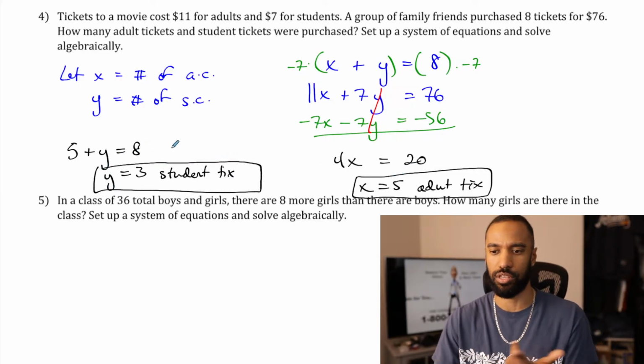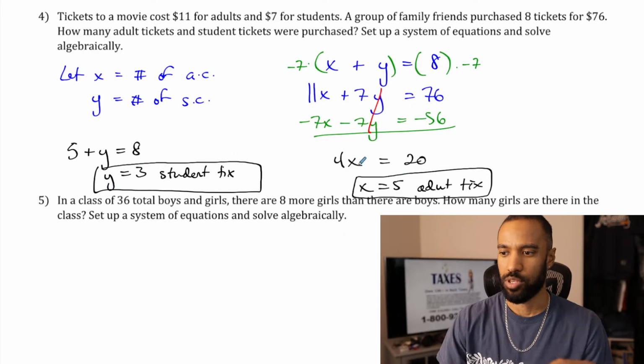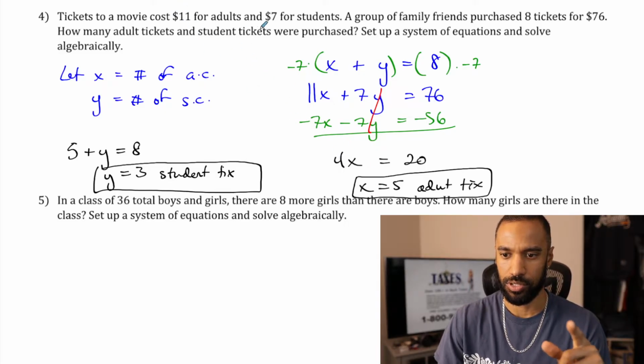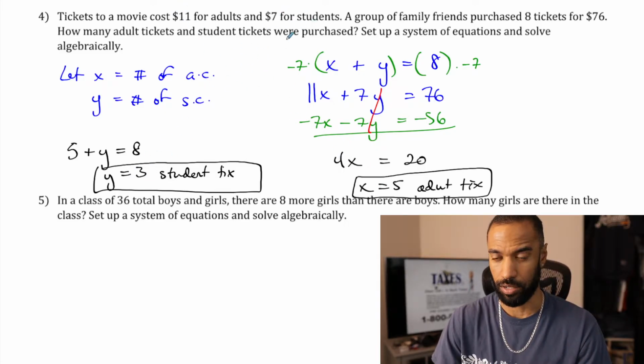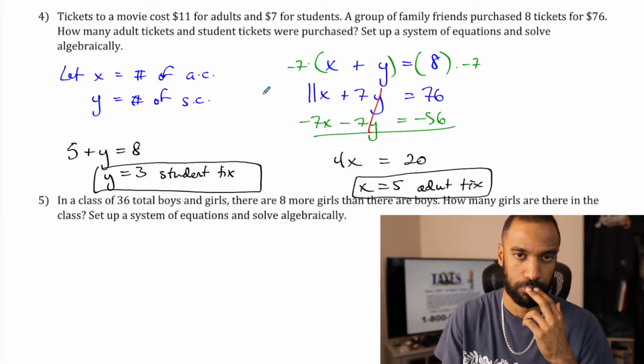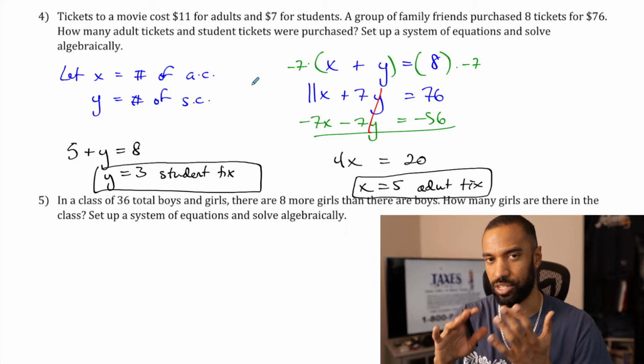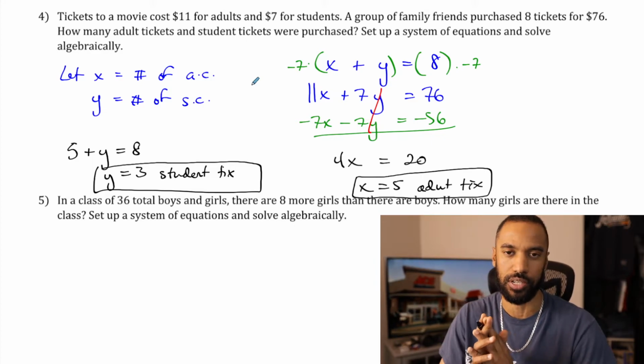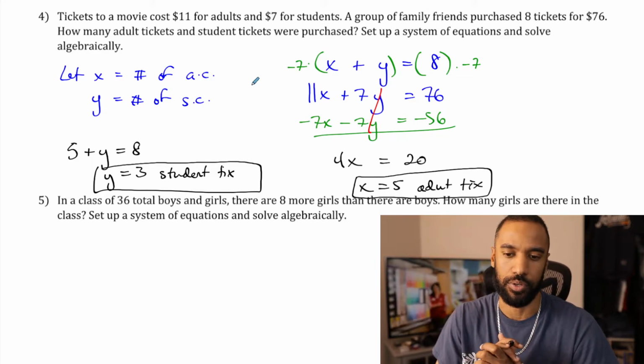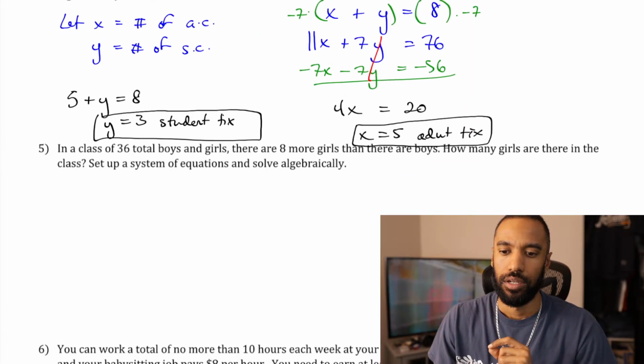The numbers are good. Obviously, the 5 plus 3 works. 5 times 11 is $55 spent for adults. 3 times 7 is $21 spent for students. 55 plus 21 is 76. And that's the only combination that gets you to $76 with 8 tickets purchased. That's why in solving for that we do that. There's just one answer. Okay, number 5.